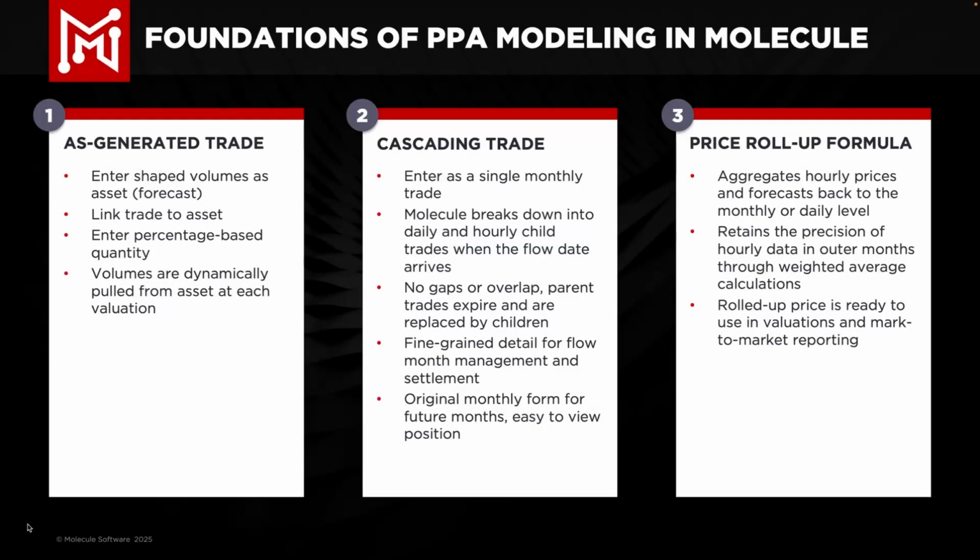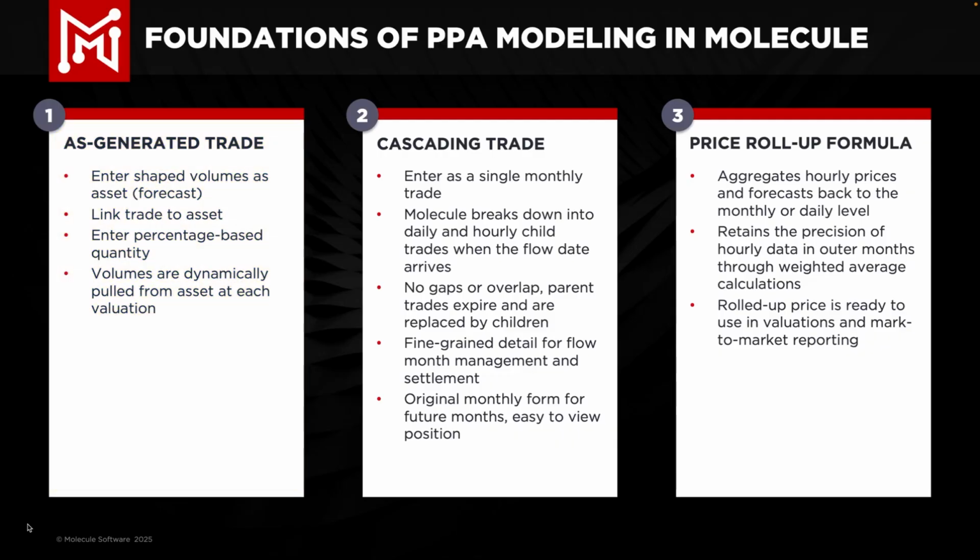In this bite-sized demo, I'll walk you through how Molecule models long-term hourly PPAs using a combination of sophisticated tools that we have available in the system. The first tool is our as-generated trades. The purpose of an as-generated trade is to have shaped volumes, and you enter those shaped volumes as an asset or forecast in the system. You then link your trade to that asset, and you enter a percentage-based quantity. The volumes are then dynamically pulled from the asset, multiplied by the percentage at each valuation so that your shaped valuation can actually change over time with, say, an updated forecast, and it will always be up to date.